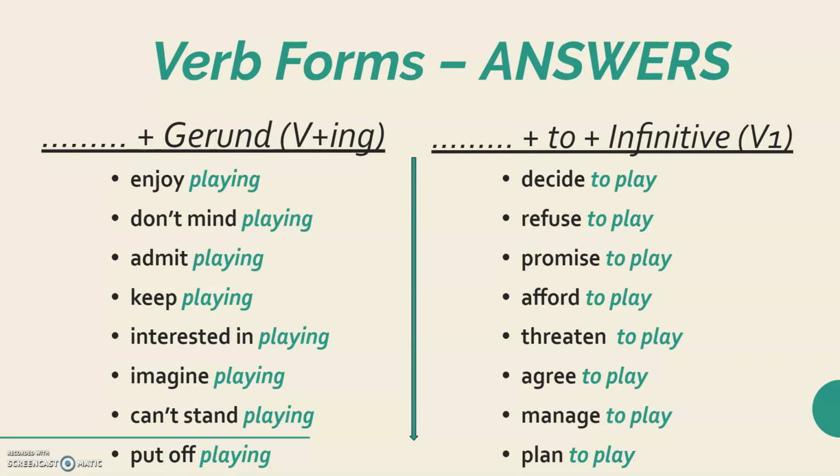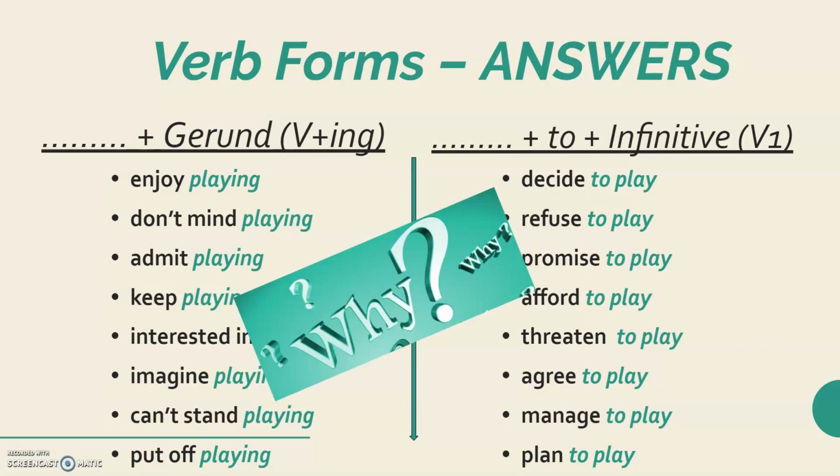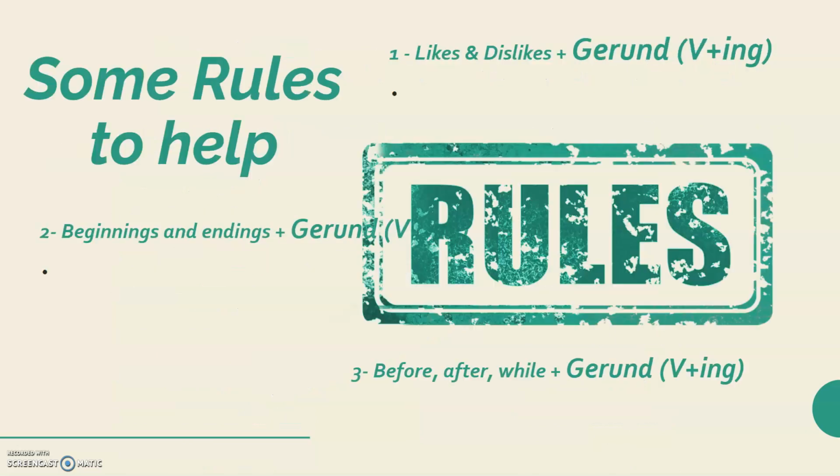Okay? It says words we use with gerund and words we use with the infinitive. But of course, the question you're probably asking is why, and how do I know which words work with gerunds and which words work with infinitive? Why is it this way? How do I know? Good question. Well, there are a few basic rules, and after the basic rules, you really just need to learn it and remember it, I'm afraid.